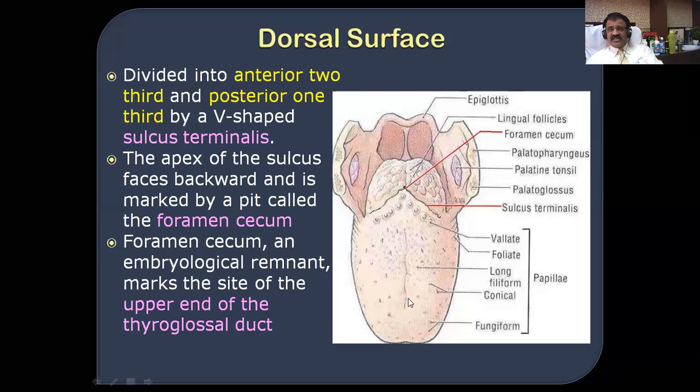The dorsal surface of the tongue is divided into two, anterior two-thirds and posterior one-third, by a V-shaped sulcus terminalis. You can see the sulcus terminalis here. It is V-shaped. The apex of the sulcus faces backwards and is marked by a pit called the foramen cecum. So here the foramen cecum is located. Foramen cecum is an embryological remnant which marks the site of the upper end of the thyroglossal duct, which comes from the thyroid to the tongue. So this is about the dorsal surface of the tongue.